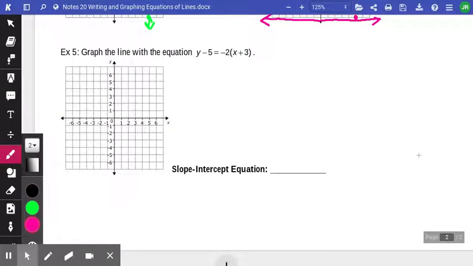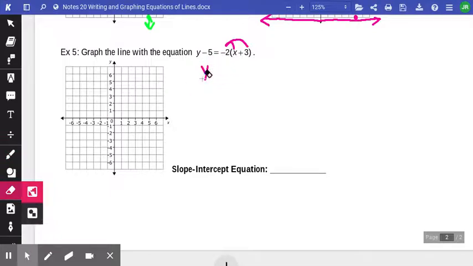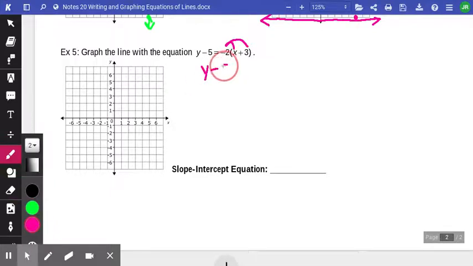All right, last example, we get back into point-slope form, and we are going to graph this equation. All right, so 2 ways to do this. First way is to put it into slope-intercept form, which we already know how to graph with. So solving for y. So get rid of the parentheses by distributing, and we're going to have y equals, or sorry, I forgot my minus 5. We're going to have y minus 5 equals, and then negative 2 times x is negative 2x, and then negative 2 times positive 3 is negative 6.